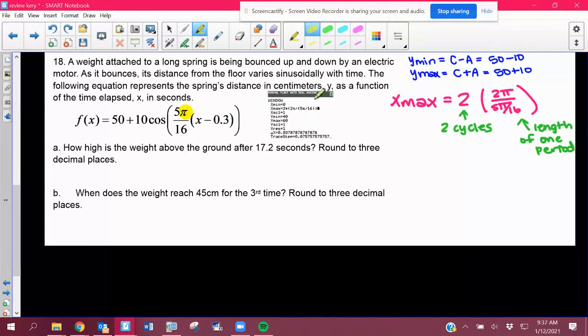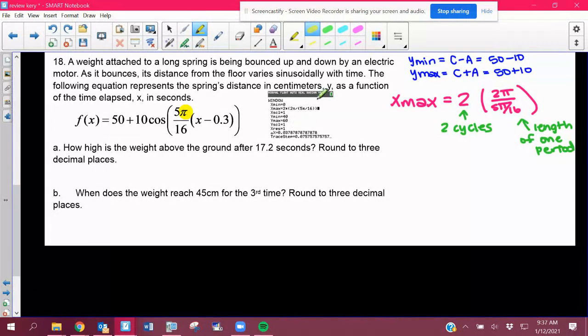I have how I found my window right here. So the first thing is if I want to find my y mins and y maxes, that's again going to deal with C and A. So to find your minimums, you're going to take whatever your C value is. In this case, my C value is 50. And I'm going to subtract the amplitude 10. That's going to tell me where my low points are. So 50 minus 10. My y maximum is going to be my C plus my A. So I'm going to take my middle points and add my amplitude. So I'm going to get 40 and 60 to be my y mins and y maxes.